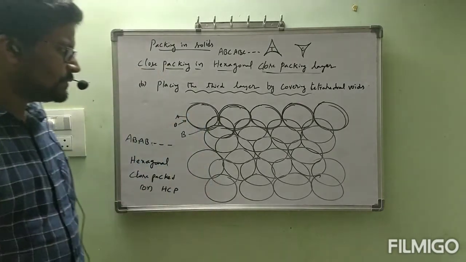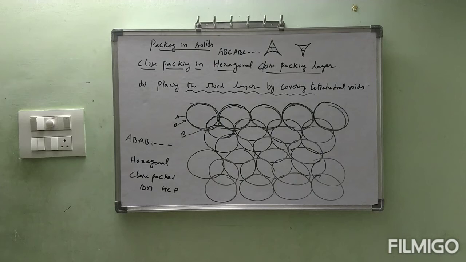So observe this one. In this arrangement, we are going to keep the third layer in a way that the third layer is placed by covering tetrahedral voids. So automatically that B is getting repeated. That's why AB is formed. In the previous arrangement we got ABC alignment. In this alignment we got AB alignment. The previous one is called CCP or FCC. This is called HCP, hexagonal close packed.